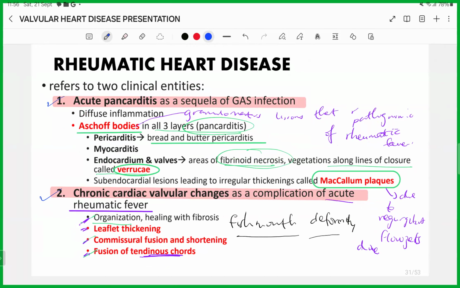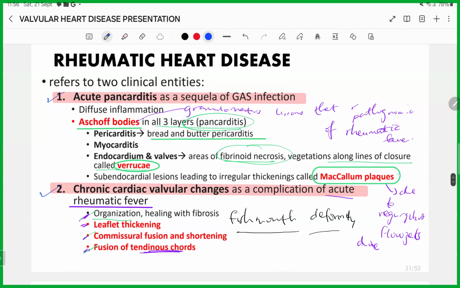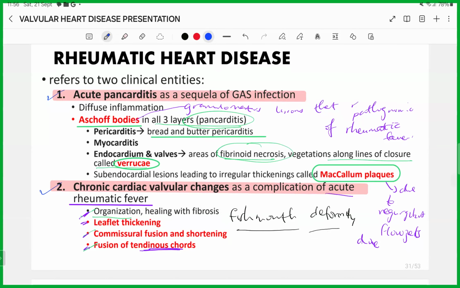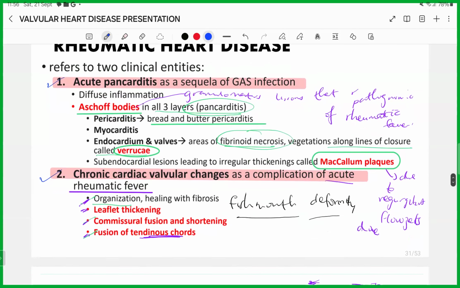And you have deposition of granulomatous lesions, which are known as Aschoff bodies. These are usually pathognomonic for rheumatic fever, in all three layers. So you have pericarditis, what is known as a bread and butter pericarditis, and then you have myocarditis, and then endocarditis. You'll have lesions known as verrucae, which are usually along the lines of closure of the valves, as well as MacCallum plaques, which are usually subendocardial lesions caused by jets formed from blood under too much pressure. That is the first entity, acute pancarditis, which consists of all those things you just mentioned.